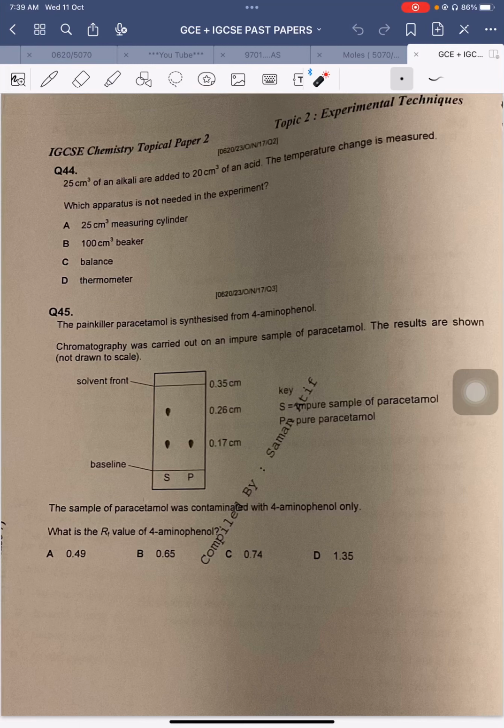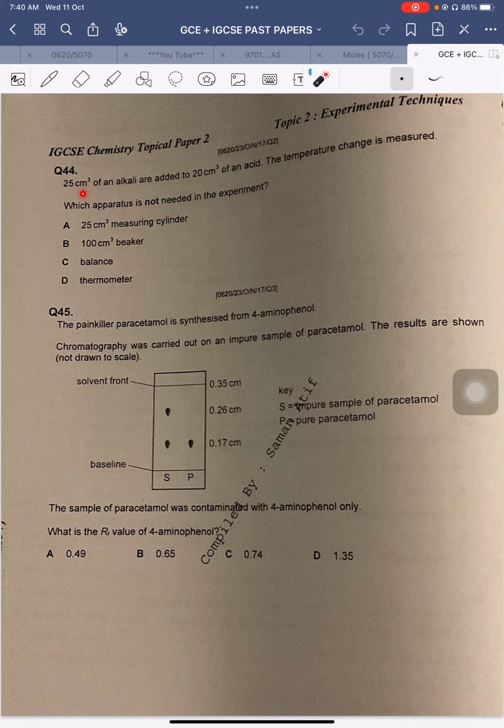Hey guys, we are back with the experimental technique past papers, and this is question number 44. Okay, great. So 25 cm³ of an alkali are added to 20 cm³ of an acid. The temperature change is measured. Which apparatus is not needed in this experiment?